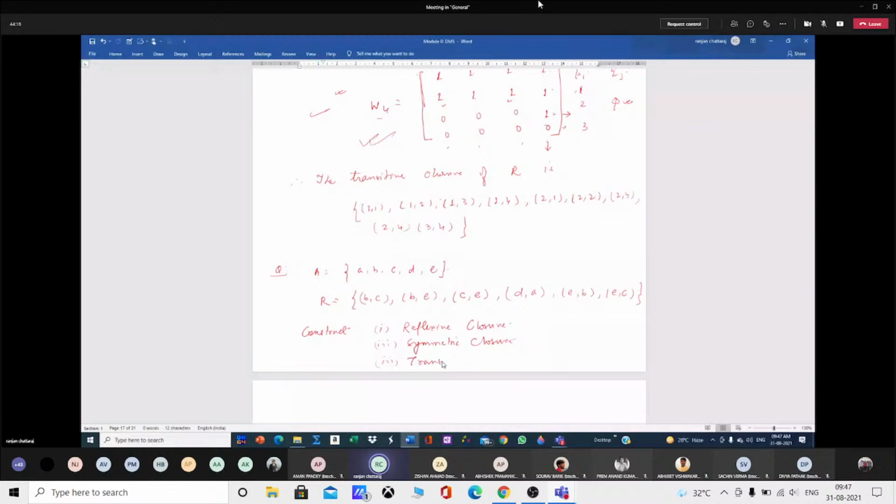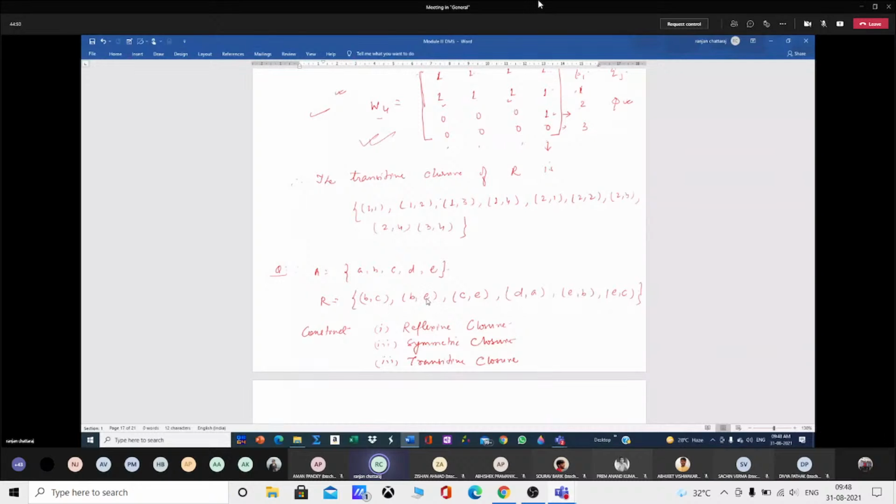Warshall's algorithm is easier than the connectivity relations method, so you should find this. If you are finding the reflexive closure, just include AA, BB, CC, DD and EE. And what is the symmetric closure? If BC is here, then CB should be here. Is CB here? No, so include CB. BE, then EB should be here. Yes, it is here, leave it.